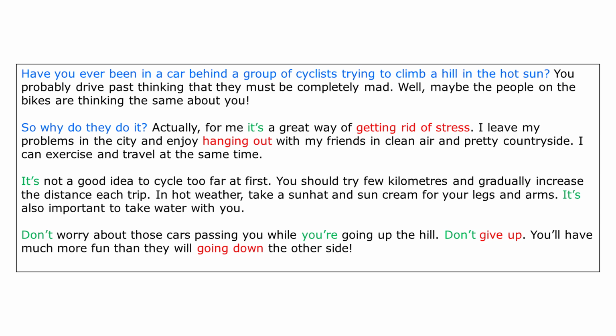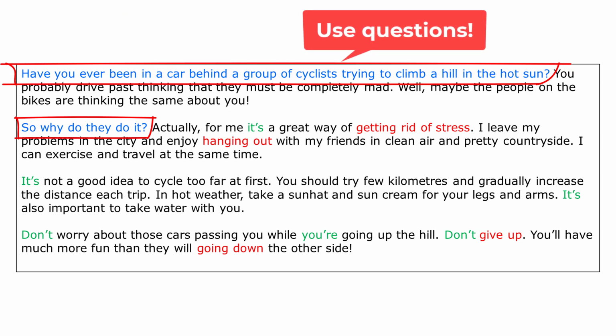And there are also direct questions highlighted here in blue. For example, have you ever been in a car behind a group of cyclists trying to climb a hill in the hot sun? And so why do they do it? As I said before, questions are very powerful when you want to involve the reader and pull the reader into your text. So my advice is to always have 1 or 2 questions in your article. And you can even put a question in the title.